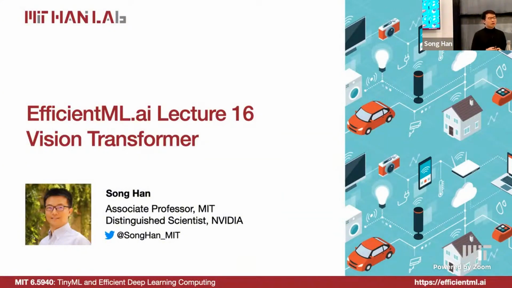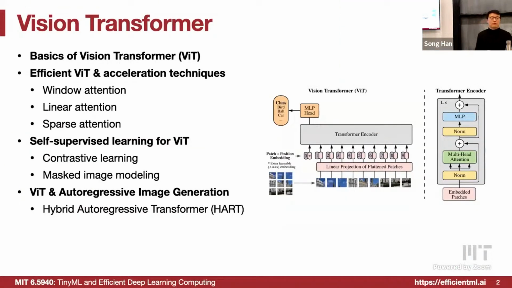So we learned about using transformers for language modeling, such as large language models and lots of NLP tasks. But the transformer is so powerful that we can also use the same architecture to model images, to extract the features for images. So this is the agenda for today's lecture.